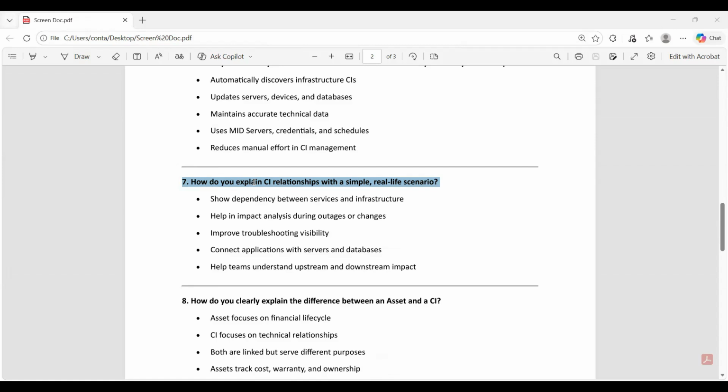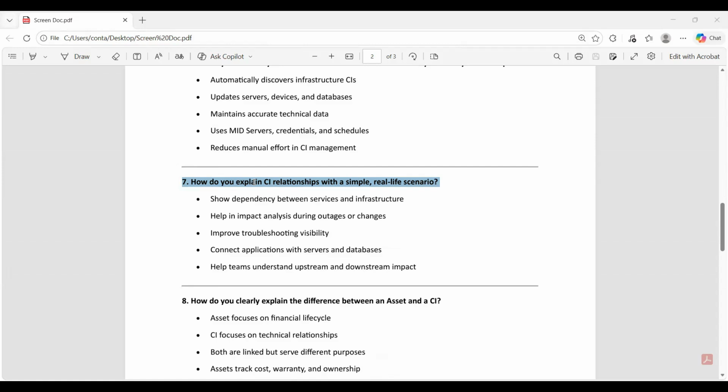Relationships are one of the most crucial parts of CMDB. They help us understand how services and infrastructure components are connected to each other and dependent on each other. For example, a business service may depend on an application, and that application may depend on multiple servers and databases. So we have the dependency map here.